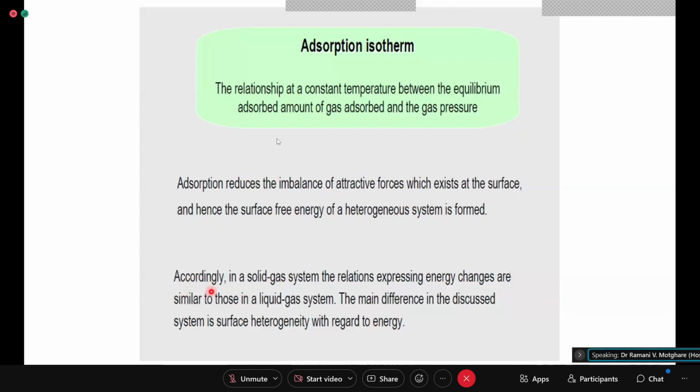Accordingly, in a solid gas system, the relations expressing energy changes are similar to those in a liquid gas system. The main difference in the discussed system is surface heterogeneity with regard to energy.